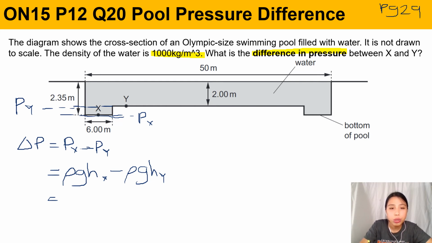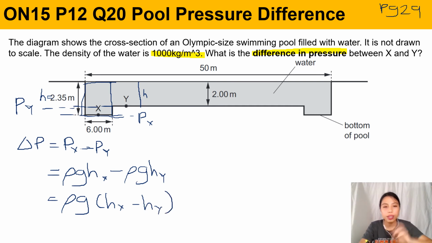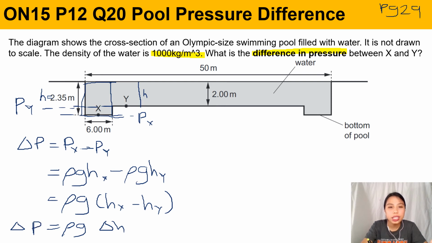So pressure X means you have this column of water, this height of water pressing on you. So 2.35. Then at Y, you will have this height of water pressing on you, which is 2 meters. But we can factorize a little bit. We just have hx minus hy, so height of the water above, which then you can just simplify to be rho g, change in height. That's it.